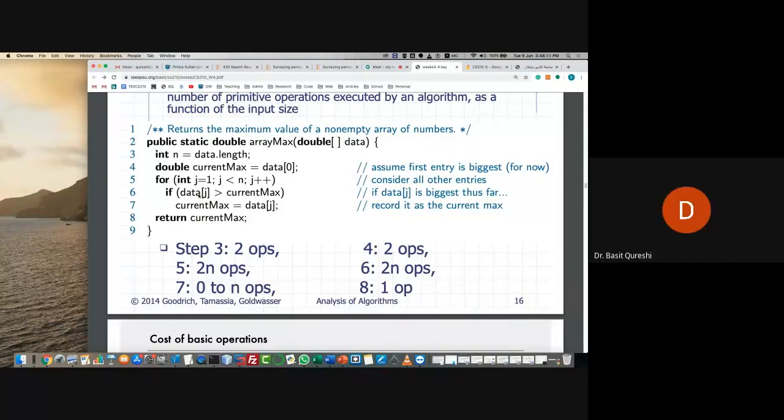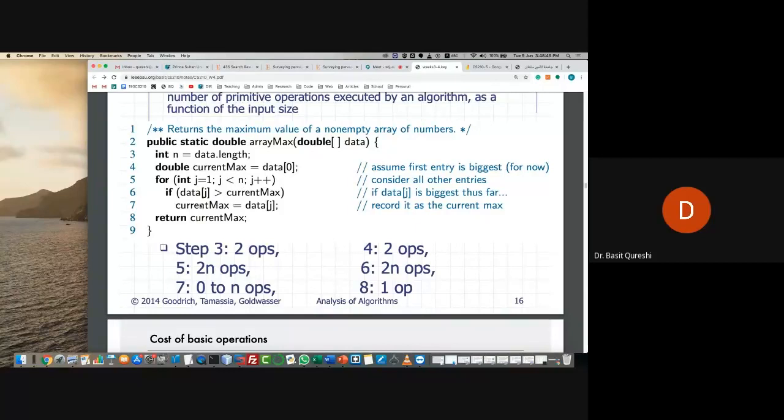Now the thing is, this if condition is inside the for loop. So how many times does the for loop run? n times. The for loop is going to run n times. So whatever this is, we have to multiply it with n. So this was 2 operations, and now, independent of the loop, we can say this is 2n operations. Line number 6 is 2n operations. Let's look at line number 7.